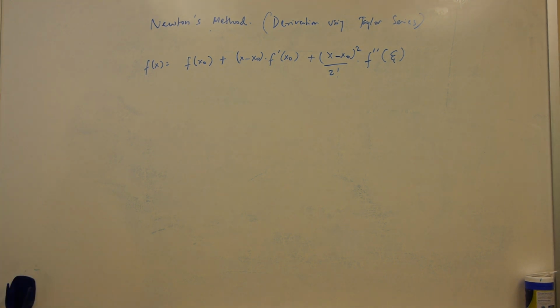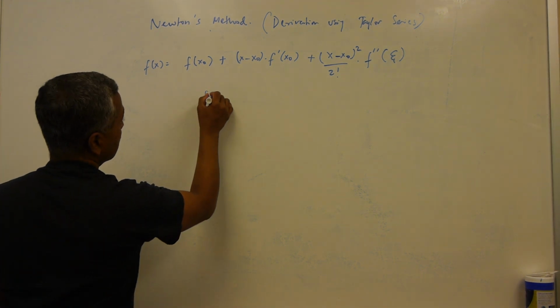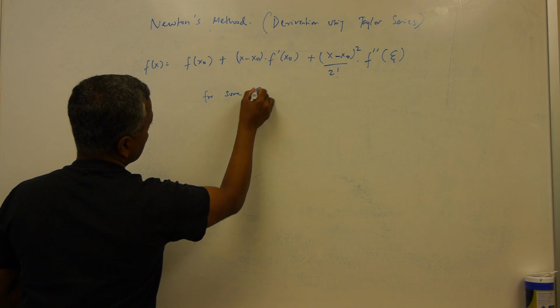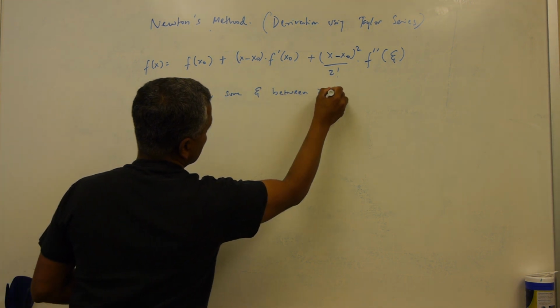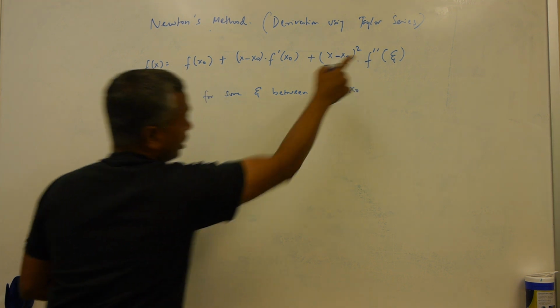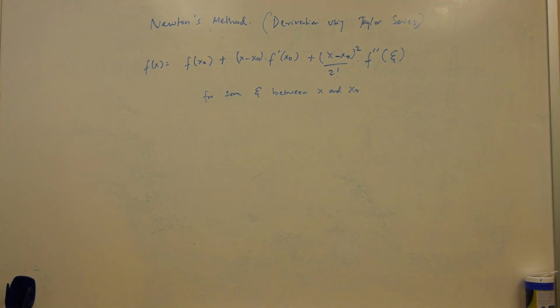So this is for some eta between x and x0. We'll come back to that error. That error term is important because I'm going to use that to establish the convergence rate.